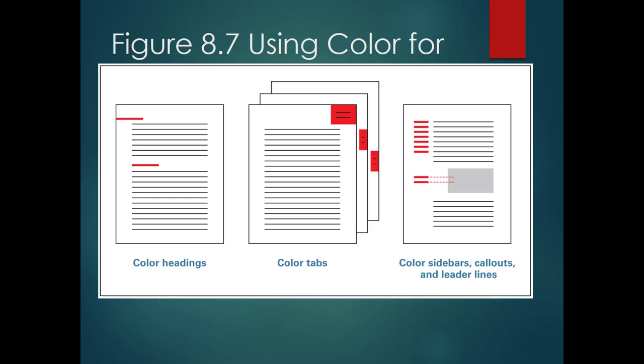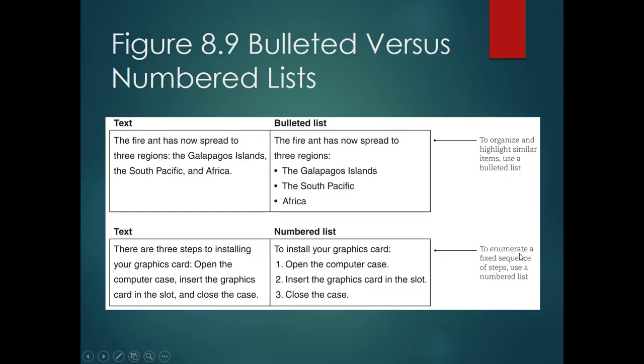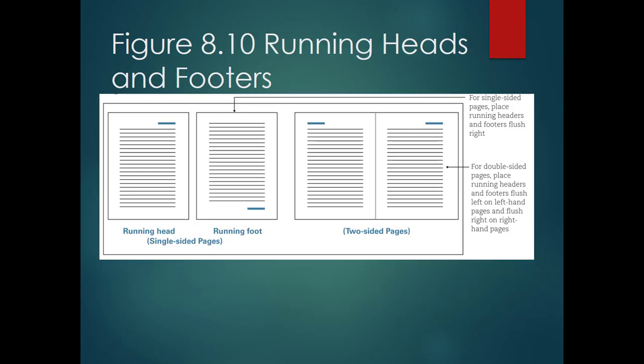There's some example of color headings, color tabs, color sidebars, callouts. These draw the reader to them and express to the reader, hey, there's something important that you need to look at. Here's some other examples of using color for emphasis. Here's the difference between bulleted lists versus numbered lists. And you can see when you do things in text as opposed to bulleted list, it's a little bit easier to organize and easier for the reader to digest that information.